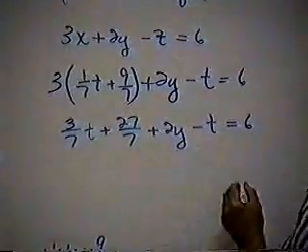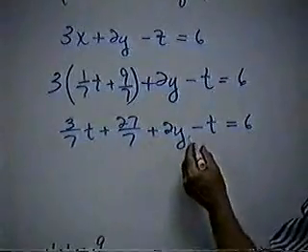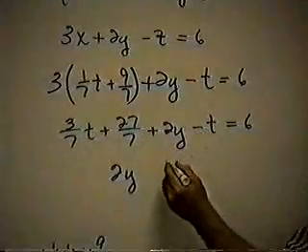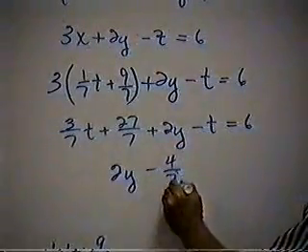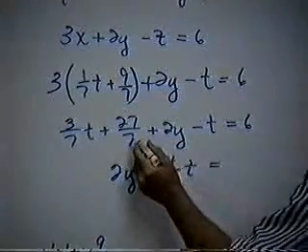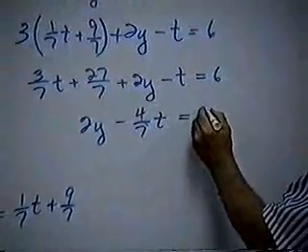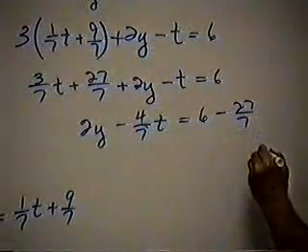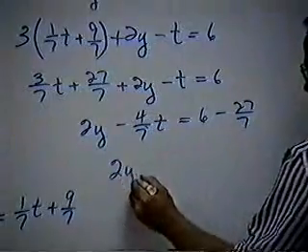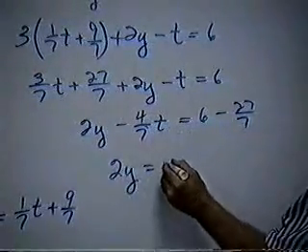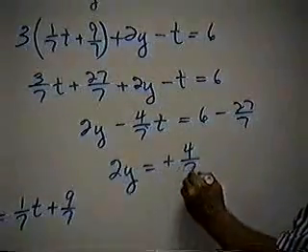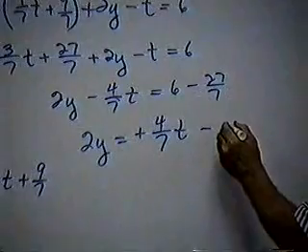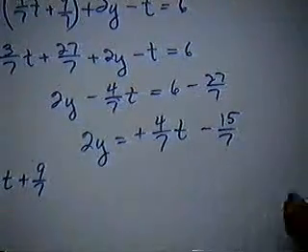Well, what's a good way of working this one? Several ways. Let's just add the t's together. We have 2y, we have 3/7 of them minus 1, so that's a minus 4/7 t. And this is 27/7, so moving across we have 6 minus 27/7. So now let's do some simplifying. We have 2y, moving this across we have positive 4/7 t, and this would then be what? 15/7.